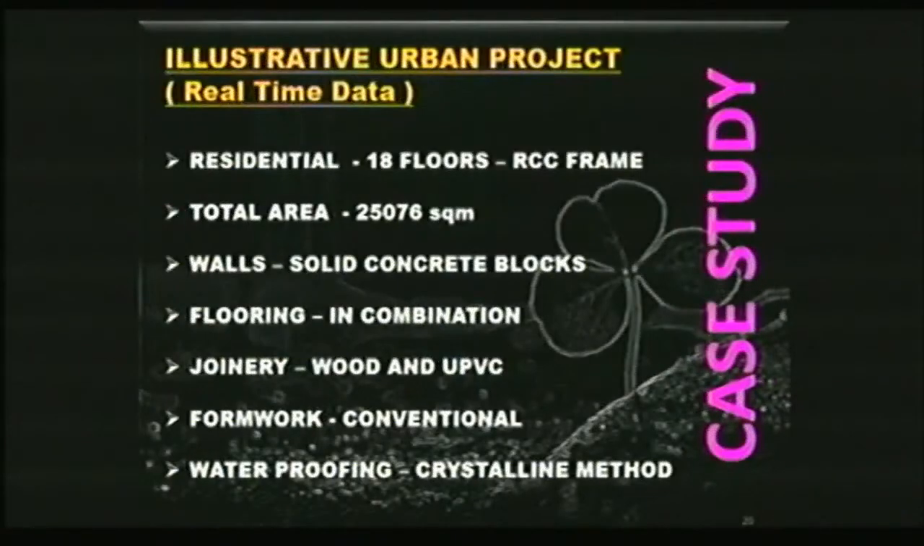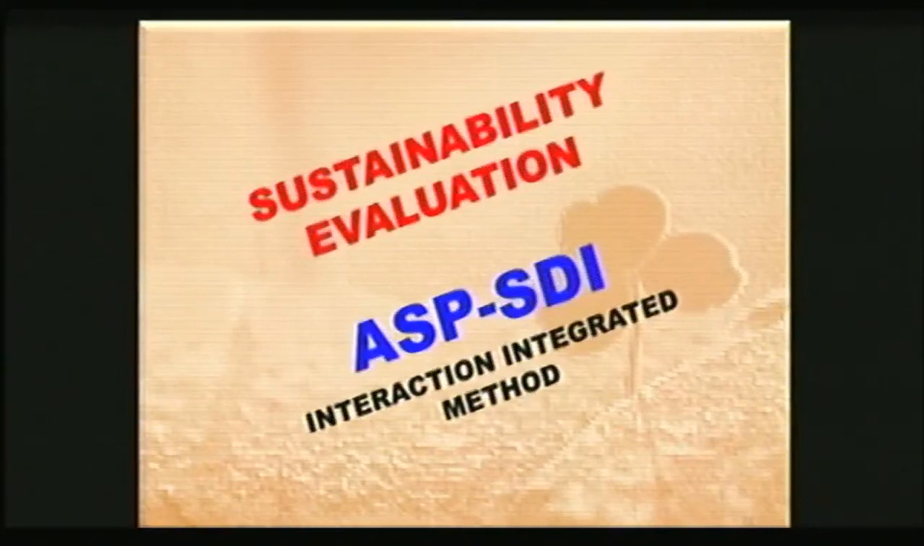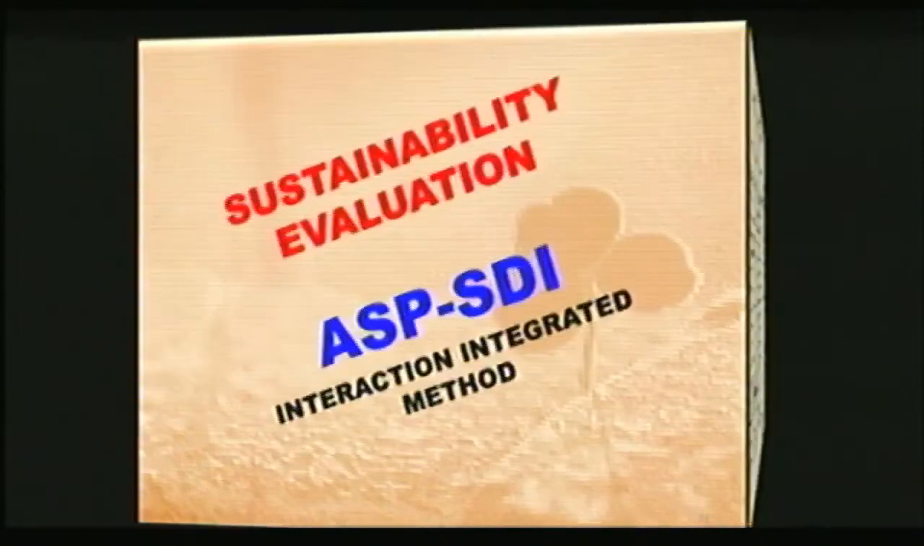This is the case study which is very important for students, actually. This is the case study which we have done, for example, for urbanization, because the urban scenario is important. In one of the case studies I've taken, an 18-floor RCC frame, the total area is about 250,000 square feet, with solid concrete walls, etc., a typical RCC framed construction. I have tried to evaluate this using the interaction methodology because all the embodied energy and embodied carbon come into the picture.